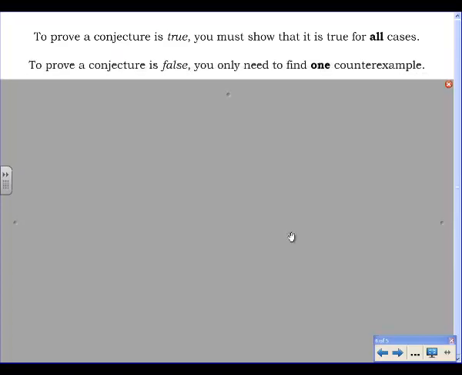So we need to find one example where the beginning part of the statement, the hypothesis, is true, but the second part, the conclusion, is false. Counterexamples come in many forms. In our two examples here, we'll be using both numerical counterexamples and visual or pictorial counterexamples.